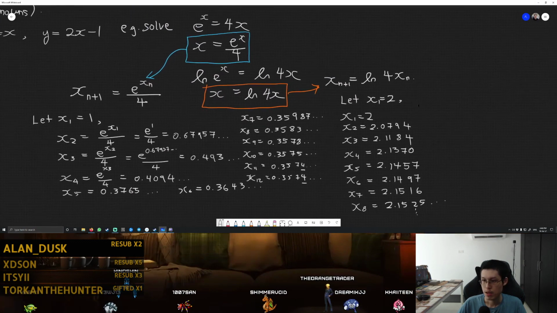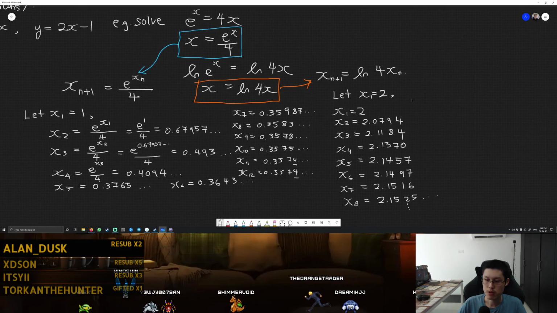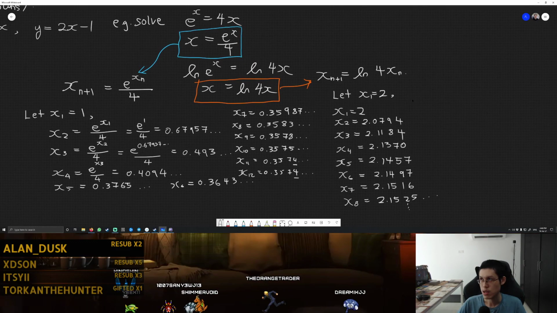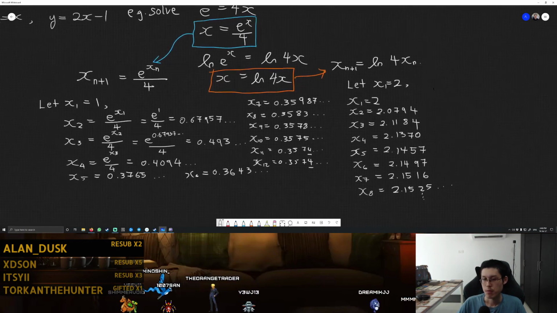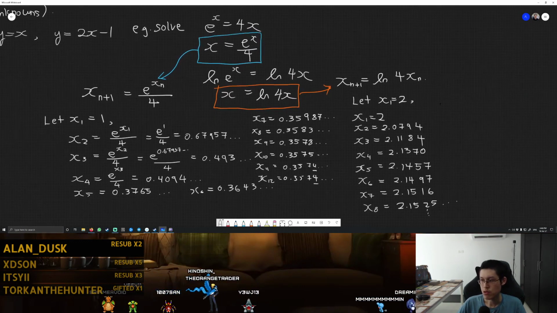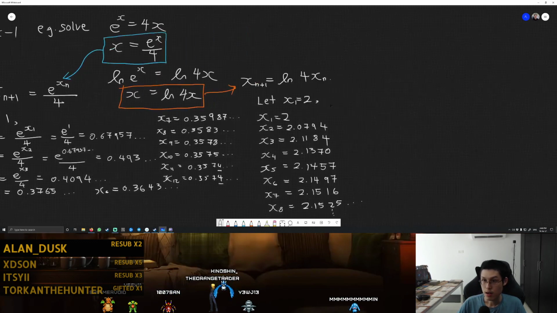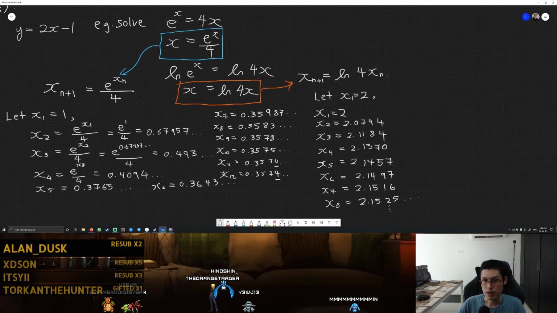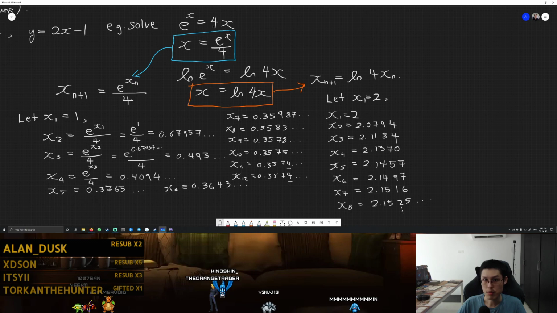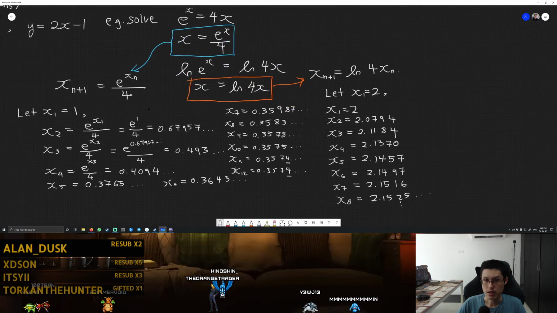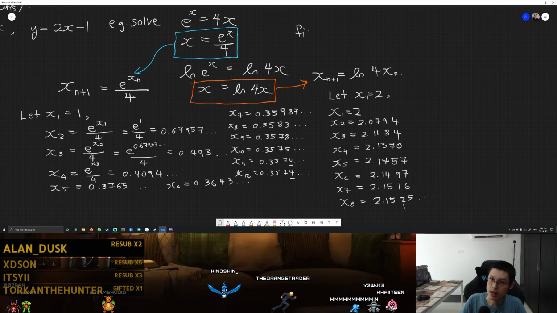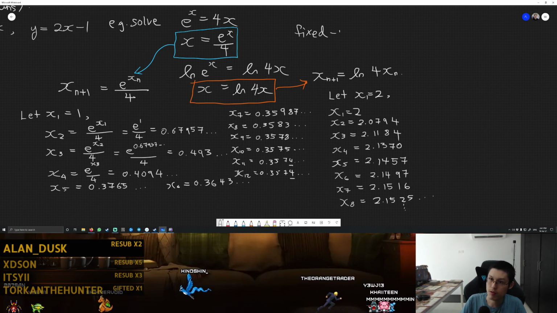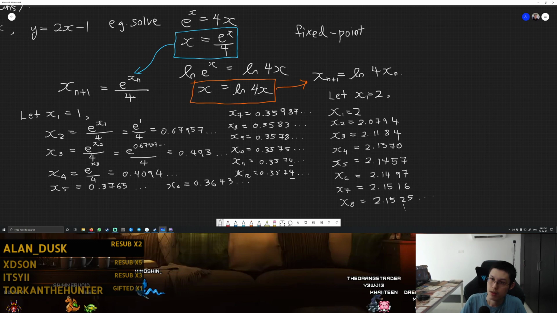Now, what if we try to solve, let's say, a quadratic? Because normally when you try to solve a quadratic, you use the quadratic formula. What if you want to solve the quadratic equation with a numerical technique instead? This one is actually called fixed point iteration. So this technique has a name. It's called fixed point iteration.